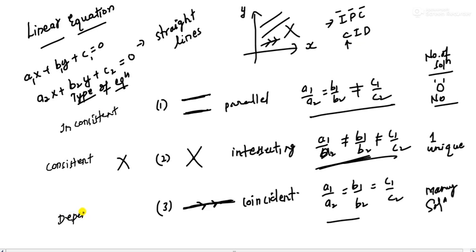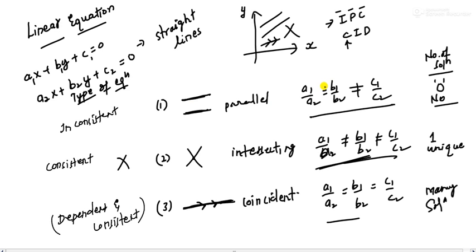Okay, so sometimes it is both dependent and consistent. Remember this. This is a special one for the coincident line. Okay, dependent as well as consistent. So if you know these things, you will easily get 2 to 3 marks from this chapter.